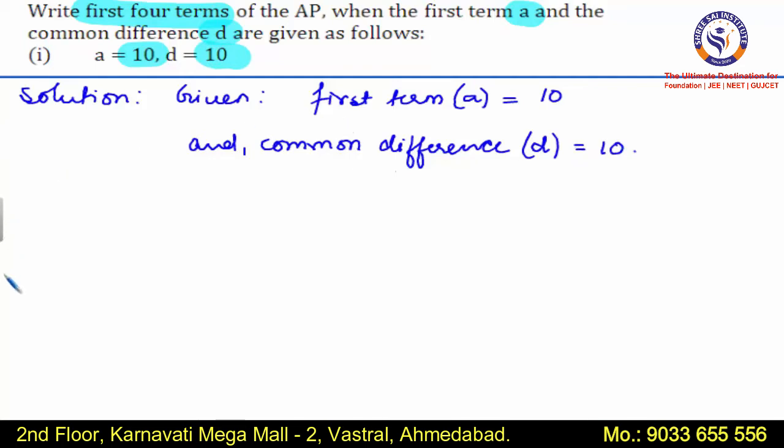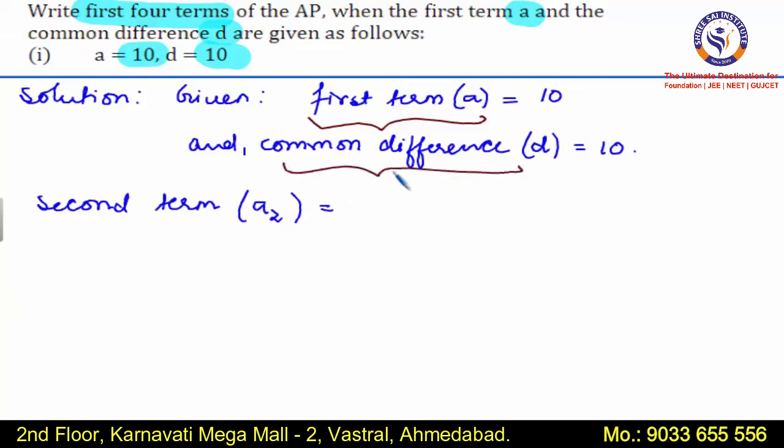The first term is already given to us. Now let us find the second term. Second term, that is denoted by A2, can be obtained by adding the common difference D to the first term, that is A plus 10 or 10 plus 10, since A is equal to 10. This gives the second term is equal to 20.